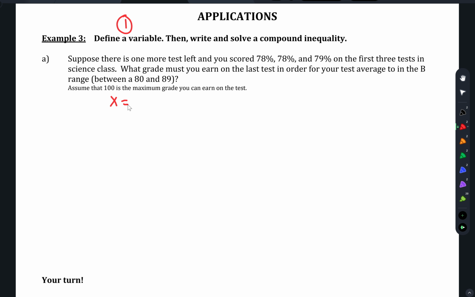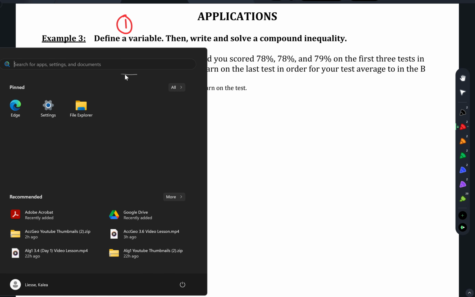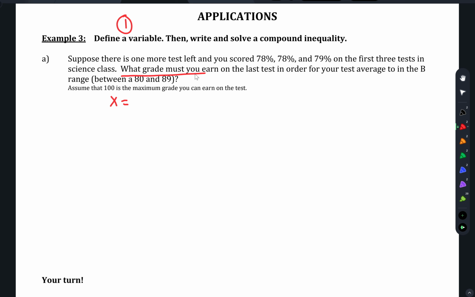What's my question asking me? James? Yeah, what grade must we earn on the fourth test? So X is going to be equal to the fourth test grade. Now it says we're averaging these three scores, right? We want our test average to be in the B range. How would I write that in an equation?